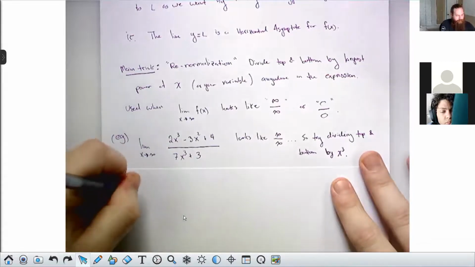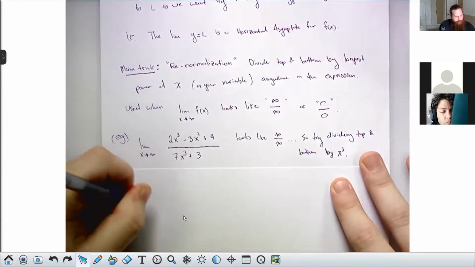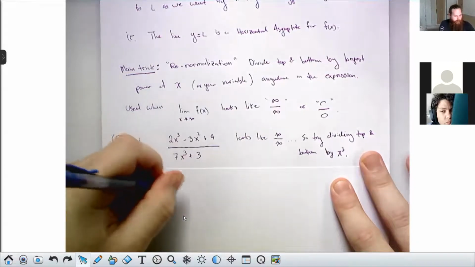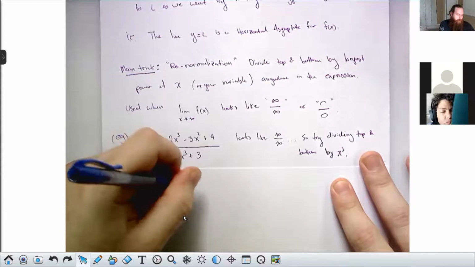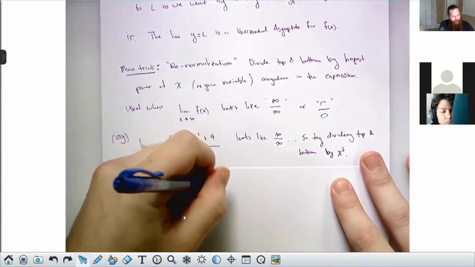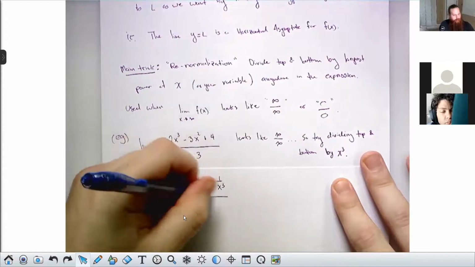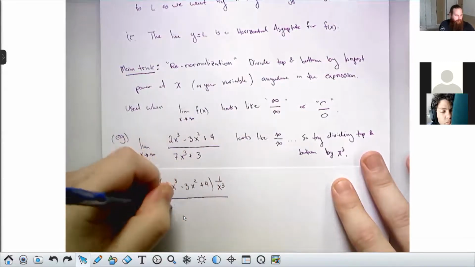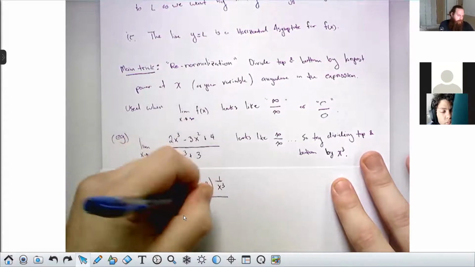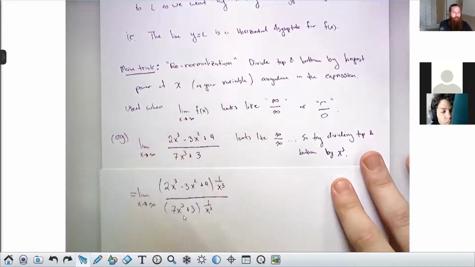I take this expression and I divide top and bottom by x cubed. Then the numerator would be 2x cubed minus 3x squared plus 4 times 1 over x cubed. And the denominator would be 7x cubed plus 3 times 1 over x cubed. And then we distribute.